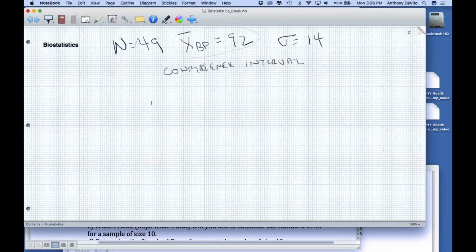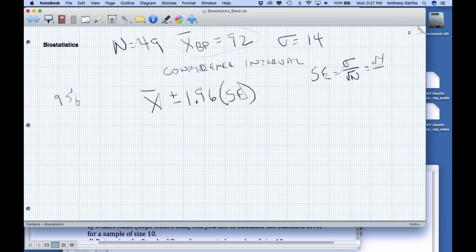Okay, so how am I going to calculate my confidence interval? What do I start with? X bar, right? Plus or minus. So if I want a 95% confidence interval, what do I put here? 1.96, two standard deviations, right? Times the standard error. I don't know my standard error yet, do I? What's my standard error equal to? Sigma for the population divided by the square root of the sample size, which is 14 over the square root of 49. The square root of 49 is 7, right? Okay, that's equal to 2.